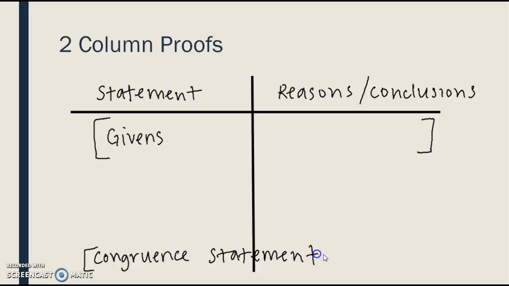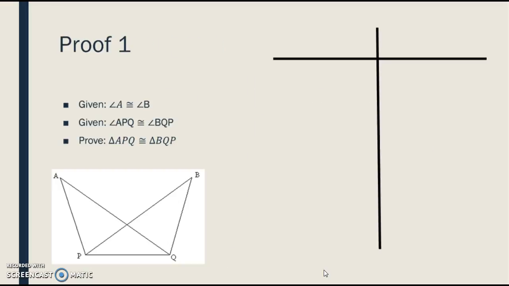The biggest thing to remember when you do your proof is that you cannot leave anything out. Every little thing you label on your picture needs to be in your proof. So for example, I'm given this picture here, triangle APQ, and it kind of overlaps triangle BQP. I'm given that angle A is congruent to angle B, and that angle APQ is congruent to angle BQP. My goal is to prove that triangle APQ is congruent to triangle BQP.